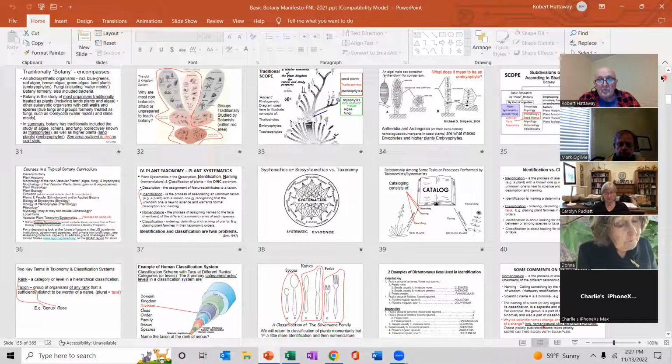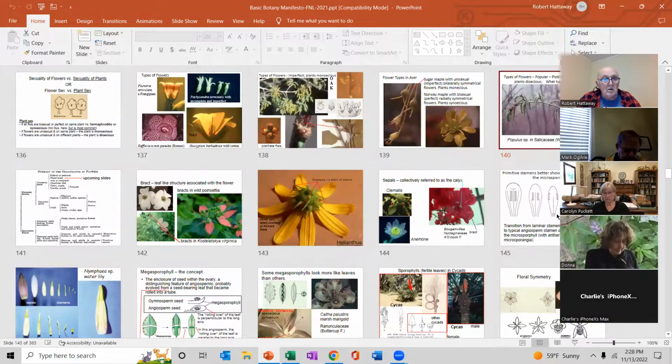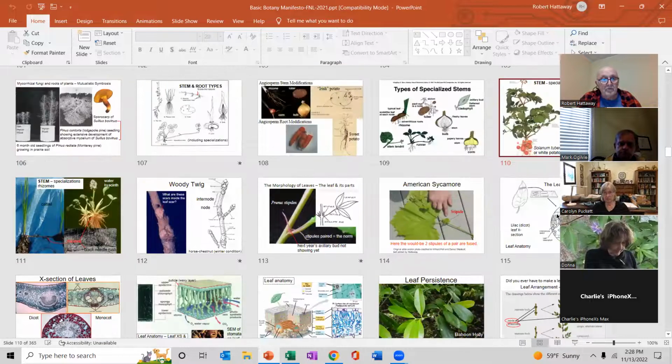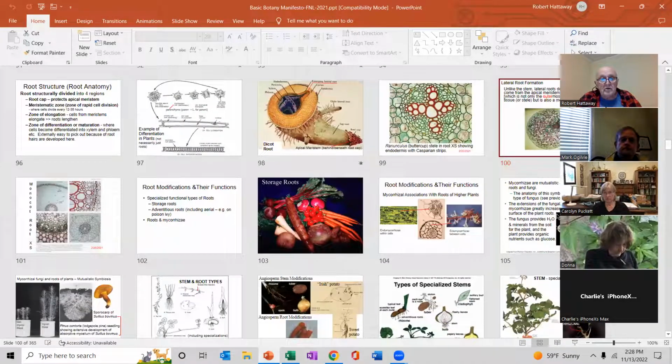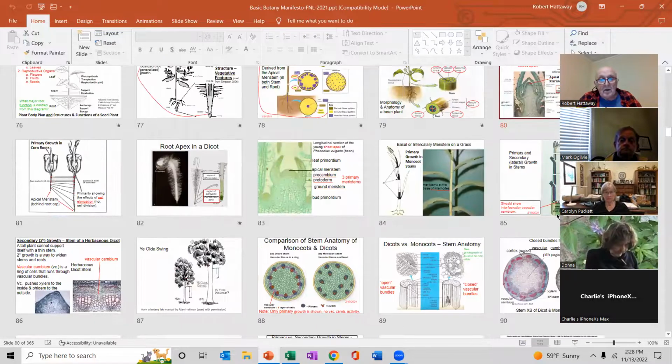Well, I thought it was slide 42. No, it's not. Let's see if I can... Oh, it's slide 74. Slide 74, it just kind of got lost in the shuffle here.